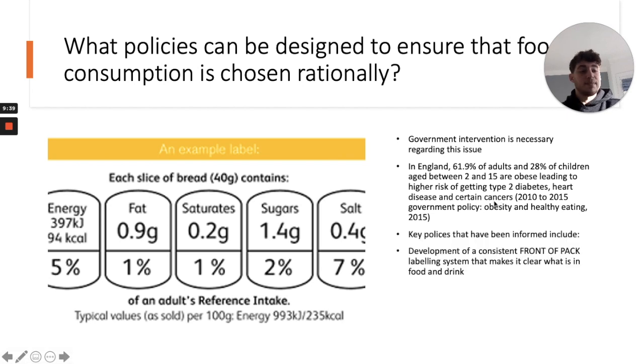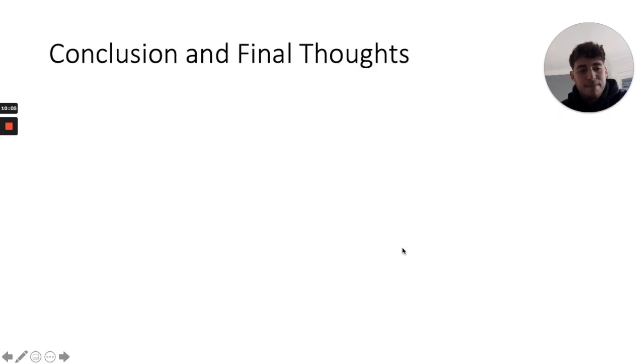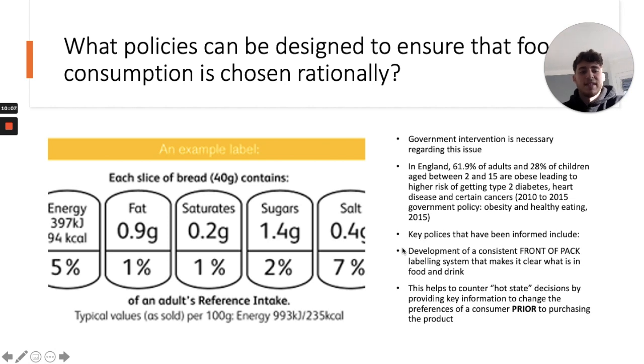Key policies that have already been designed to prevent this include developing a consistent front of pack labeling system that makes it clear what's in the food and drink. When you pick up a piece of food and you see the calories and all the fat, saturated fat, sugars and salt prior to eating the food, it's more likely you'll make a better, colder state decision about what you should be eating, and you might decide, "Oh wait, that's actually not good for me, I'm not going to eat that." This helps to counter the hot state decisions by providing key information to change the preferences of a consumer prior to purchasing and consuming the product.